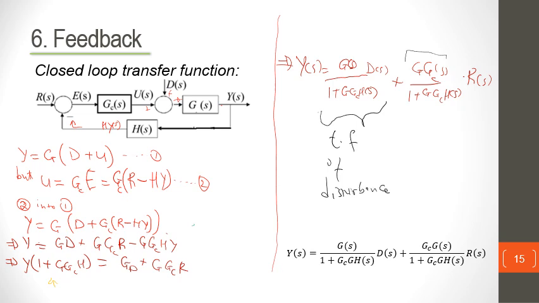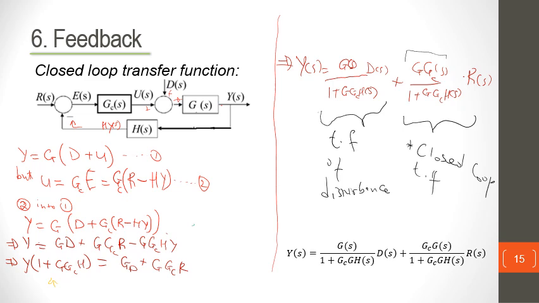So it shows you the contribution of the disturbance towards the output, and then this we simply call the closed loop transfer function without the disturbance. So we simply refer to this one as the closed loop transfer function without the disturbance.